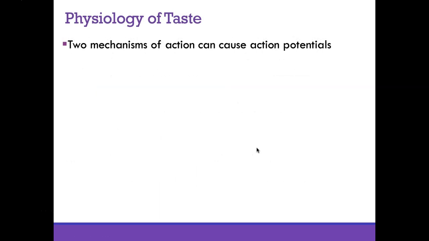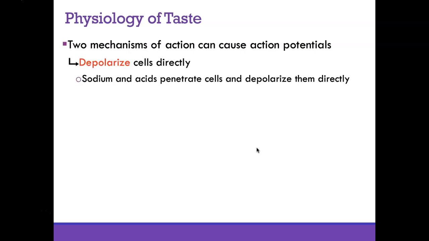And just like in olfactory cells, these chemical molecules are sending action potentials. So we have to think about how we transduce chemical energy, or chemicals, into an action potential. You can depolarize the cell directly. Certain acids and metal ions, like sodium, can go directly into cells, depolarize them, and cause action potentials that are sent to the brain.